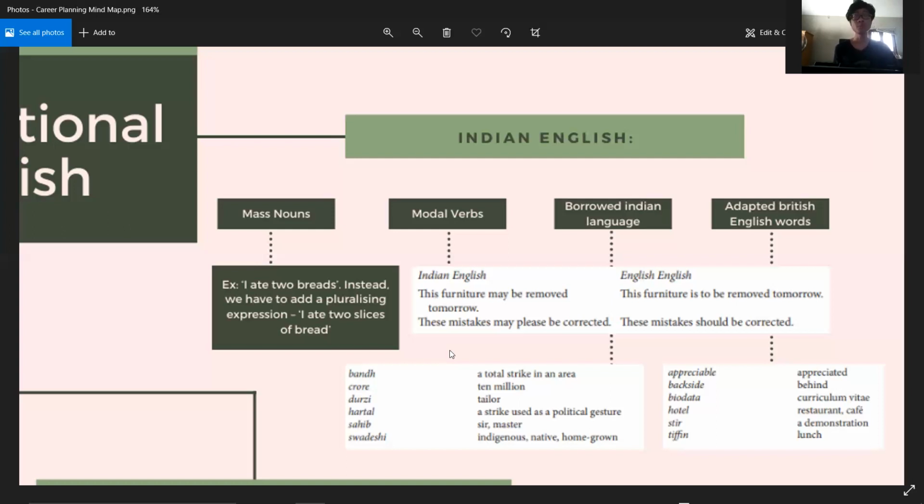In addition to borrowings from other Indian languages, Indian English has also created new vocabulary by adapting existing British English words. For example, in India they say appreciable instead of appreciated, backside instead of behind, biodata instead of curriculum vitae, and so on. That's all from me.